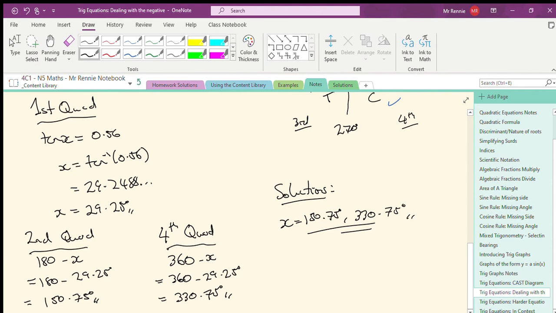Those are two examples I want to ask you to copy down. Any questions, please make sure you ask me so that you can understand them. Then I'm going to ask you to try questions on that day where you have to deal with picking the right quadrants and dealing with the negative.